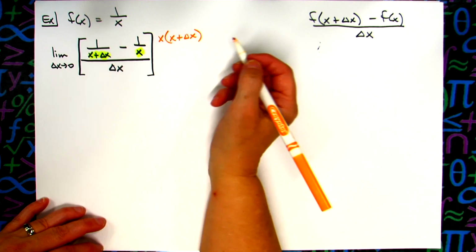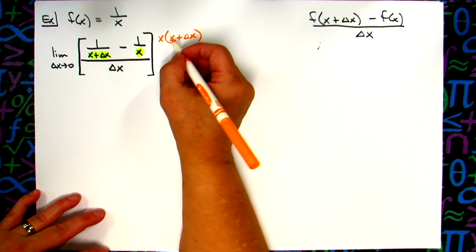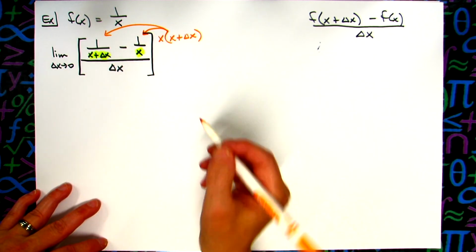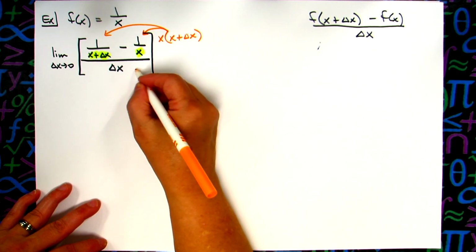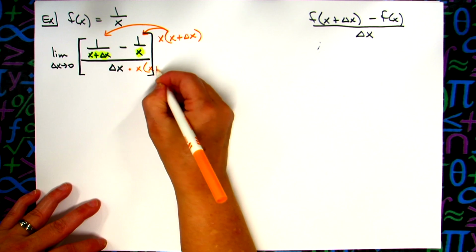So I've got to multiply the top by that. And again, remember I set that up really, really high from last year so that we remember it's in the numerator, so that when we go to distribute that, it's a little bit easier. And then I also have to multiply here on the bottom by x and then x plus delta x.